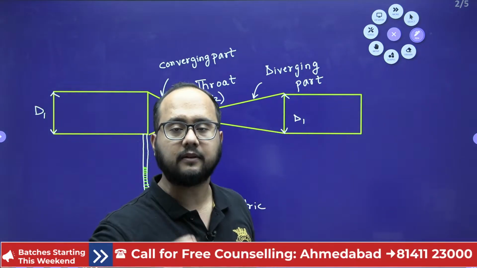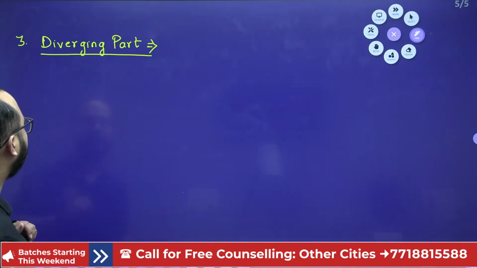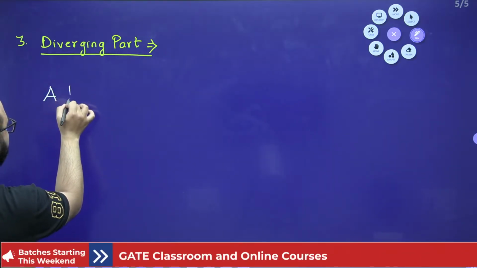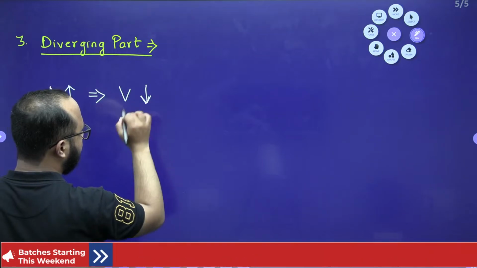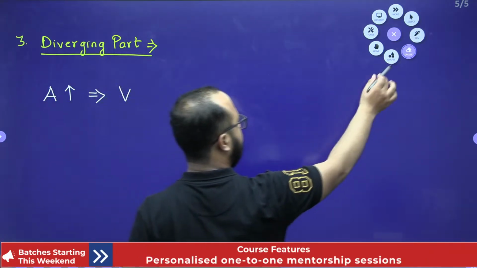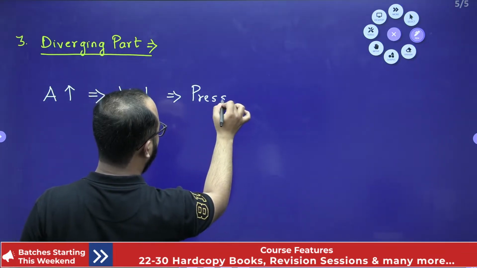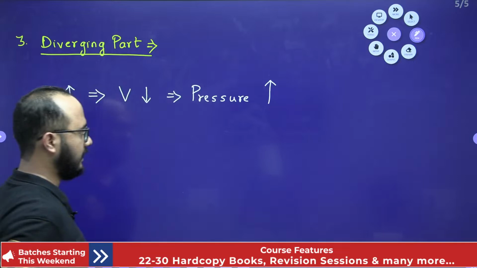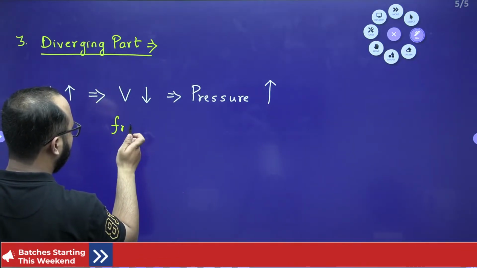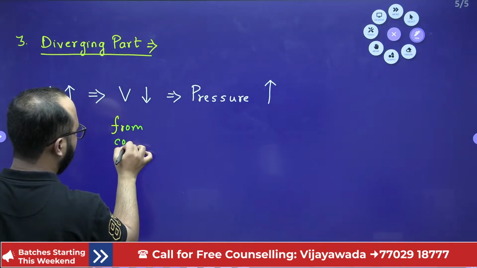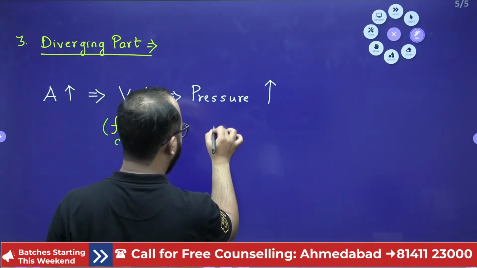Then what is going to happen with the pressure? You can tell that just from the basics of Bernoulli's equation. So we'll write it here. Area increases, and because of this velocity is going to decrease. Now if velocity is going to decrease, what is going to happen with the pressure? That is the main point. Pressure is going to increase. Again, the same point: how have we written this? You can tell from the continuity equation, and this is from Bernoulli's equation.